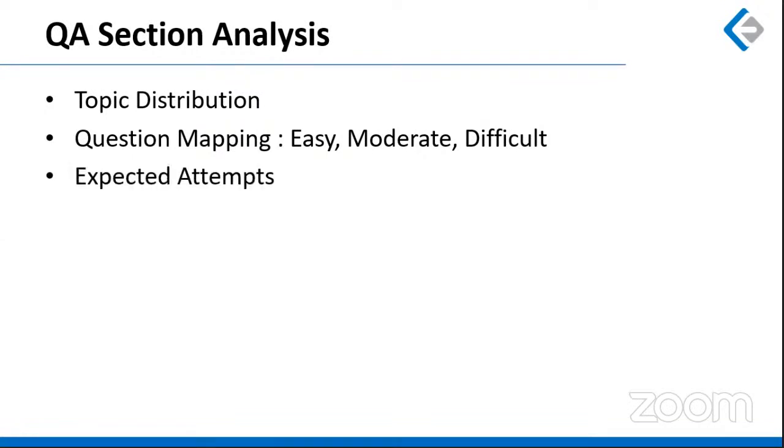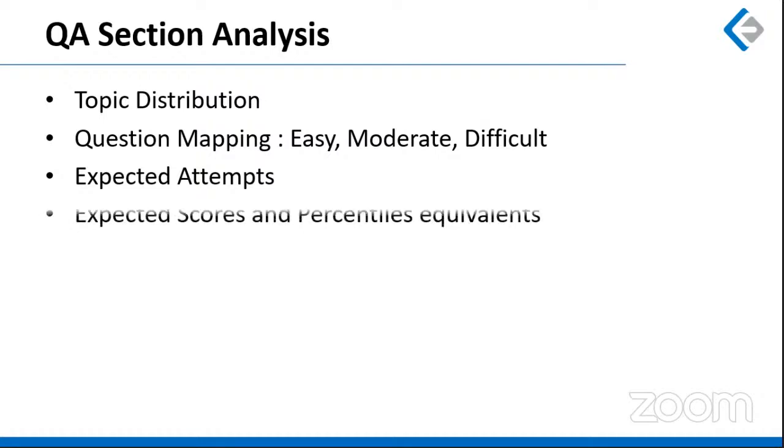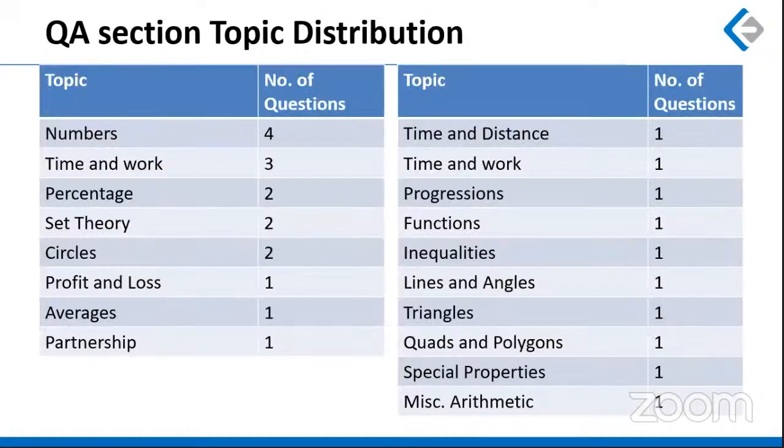Okay. Then we'll discuss the expected attempts. Having done a proper math on easy, moderate and difficult, we'll try to arrive at an expected attempt. And finally, we'll look to see what is the expected score and their percentile equivalence in this particular test. Okay, so let's start with the first point, which is topic distribution. This is how the topic distribution looks like in EOM 3.